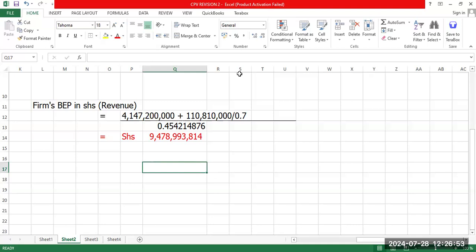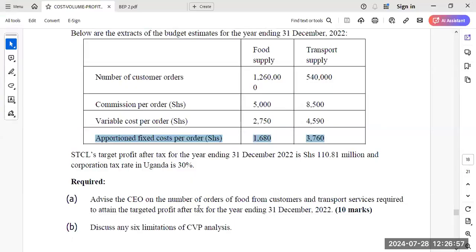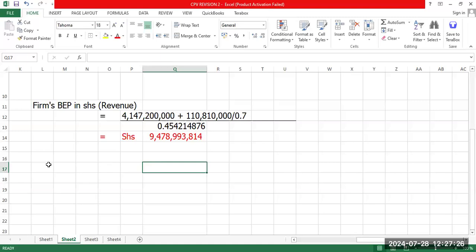Remember, the question is saying we get the number of orders of food from customers and transport services. So if they ask you the number of orders, they are telling you to find out the break-even point in units for each category. So what you're going to do here, once you have this, is create another table.